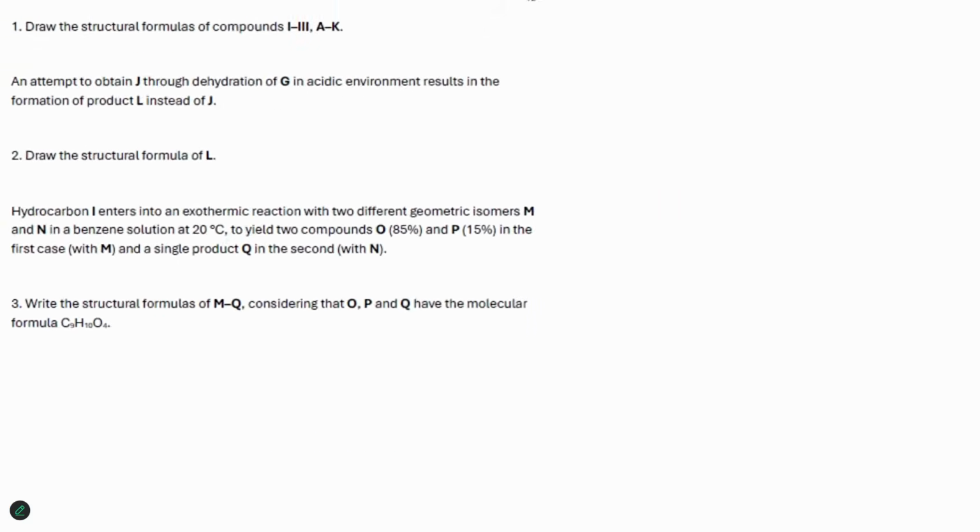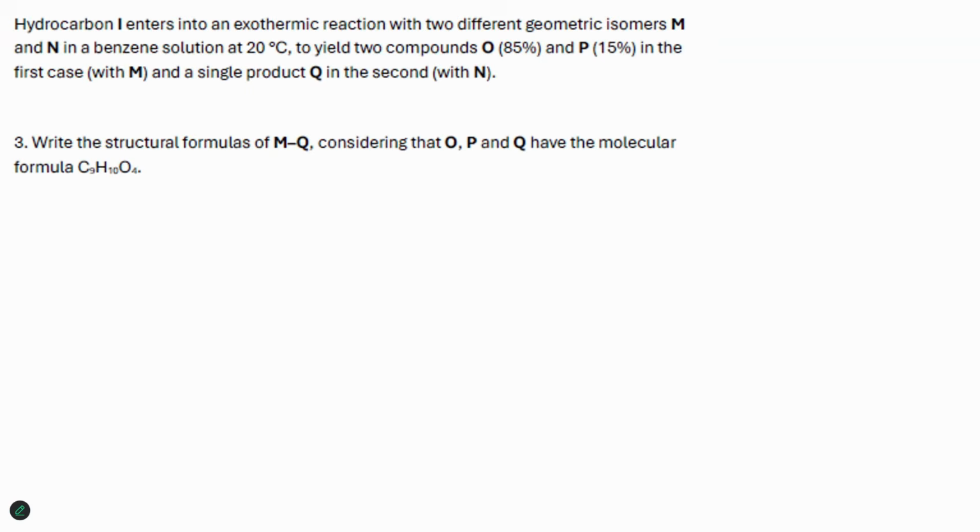Let's go. This is the next part, and it's really interesting. So we have hydrocarbon 1, an exothermic reaction with 2 different geometric isomers M and N at 20 degrees. We have 2 compounds in the case of the reaction with M and a single compound Q in the second. So we need to write structural formulas for M and Q, and we are given another fact, that O, P, Q all have the molecular formula with 9 carbon atoms, 10 hydrogens, and 4 oxygens.